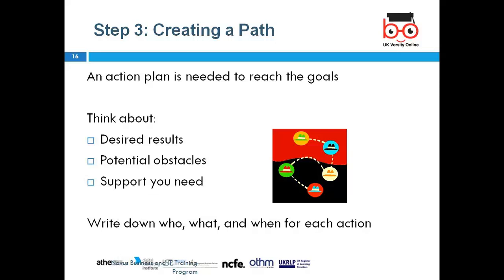So desired result, then potential obstacle. The obstacle could be that we are constrained in terms of budget. How will we cope with the obstacle? Where will we bring efficiencies within our operation? So we need to look at those obstacles and how we will remove them.